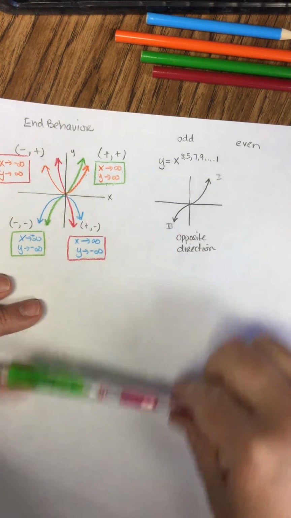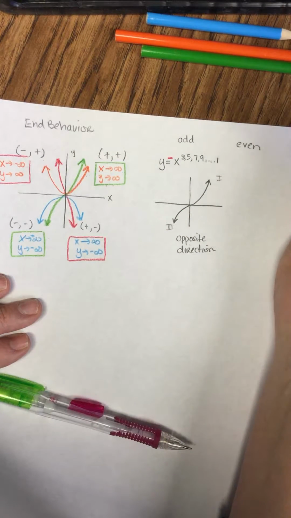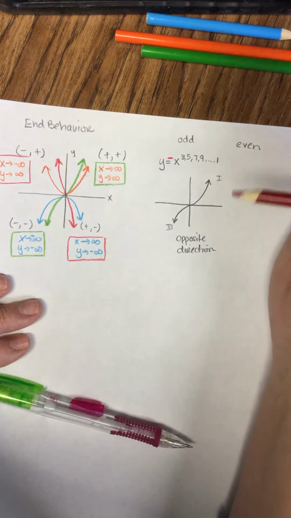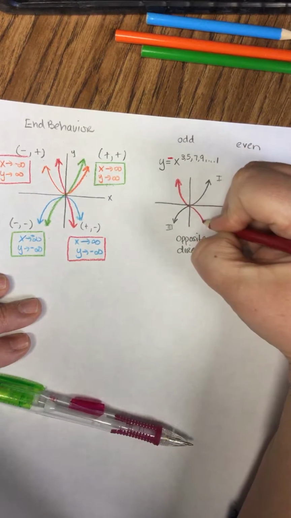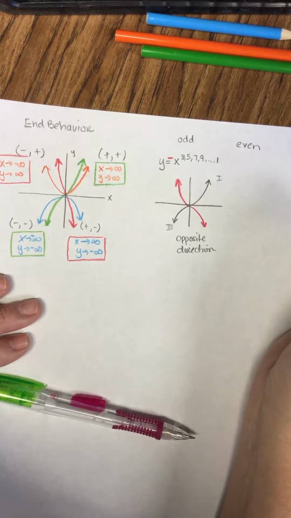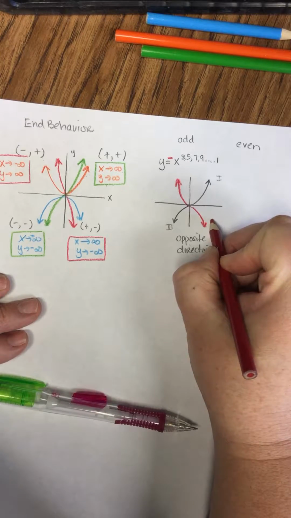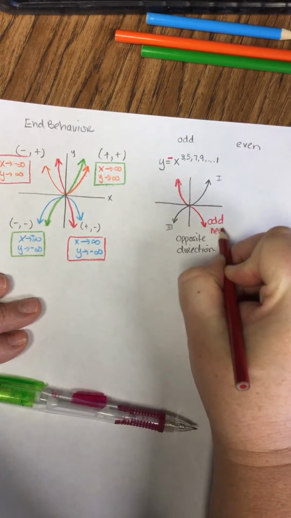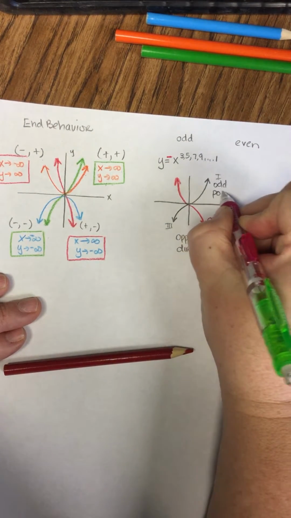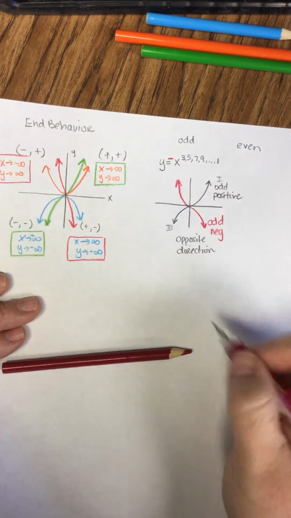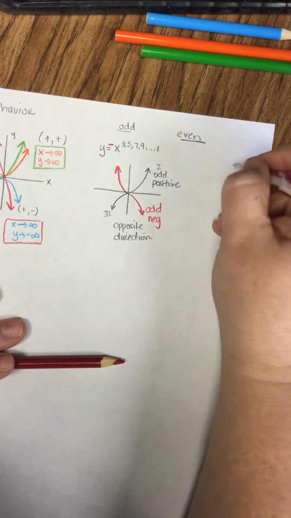Okay? If I was to put a negative coefficient in front of it, whether it's negative 1, 2, 3, etc., as long as it's a negative number, it is going to move it to quadrants 2 and 4. Okay? So the red one would become an odd negative, whereas my original was an odd positive.